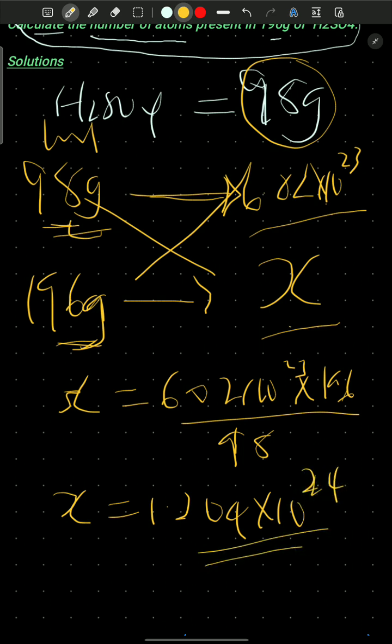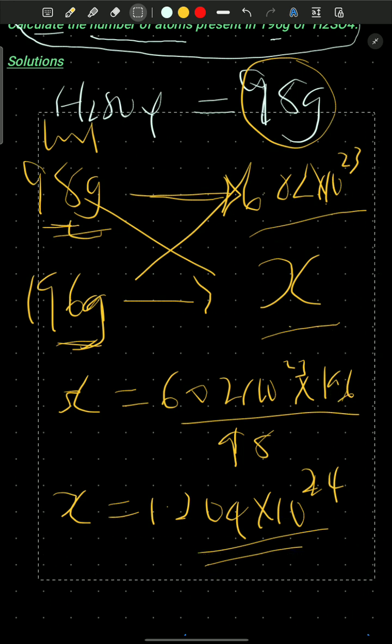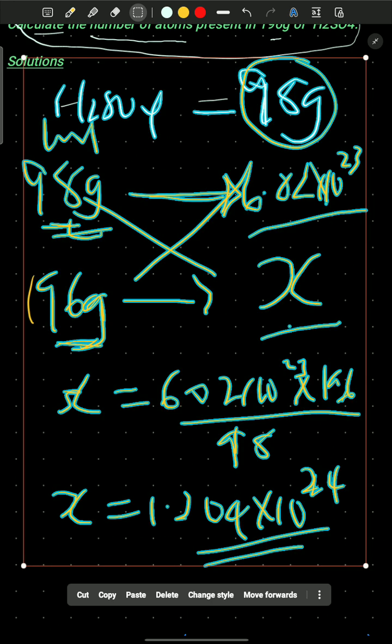So this is what you ought to get. And let's say you want to use the first method I used. Maybe you are thinking, okay, what if I use the mass to mole relationship? Yes, you are still going to get the same thing. Let's solve it together.